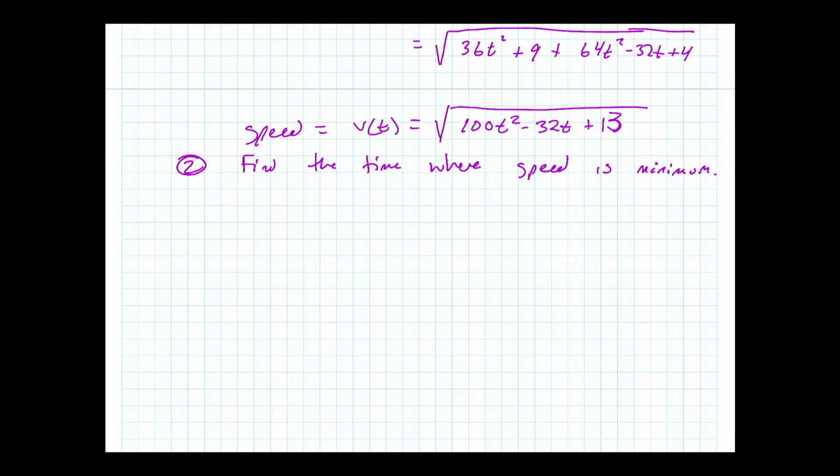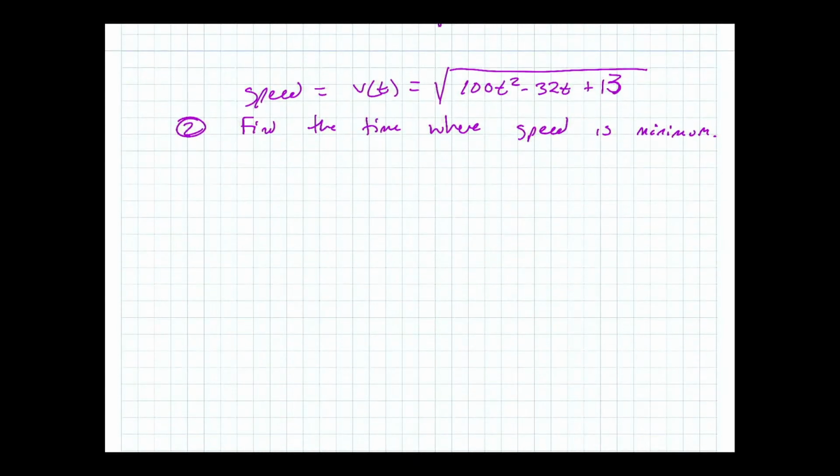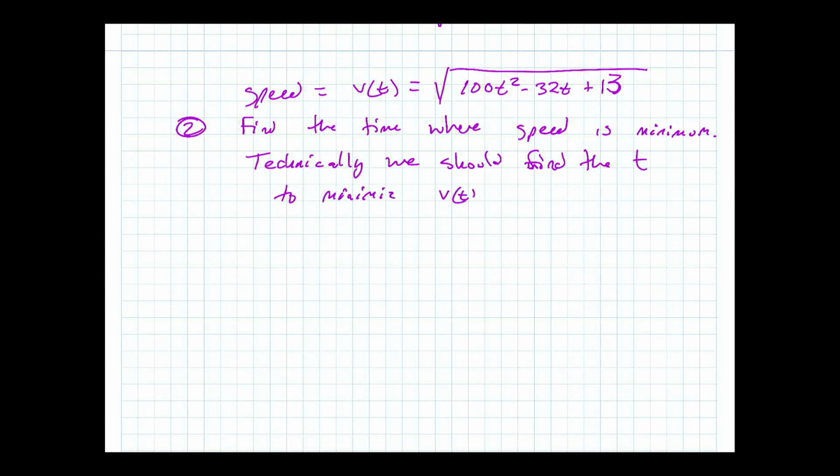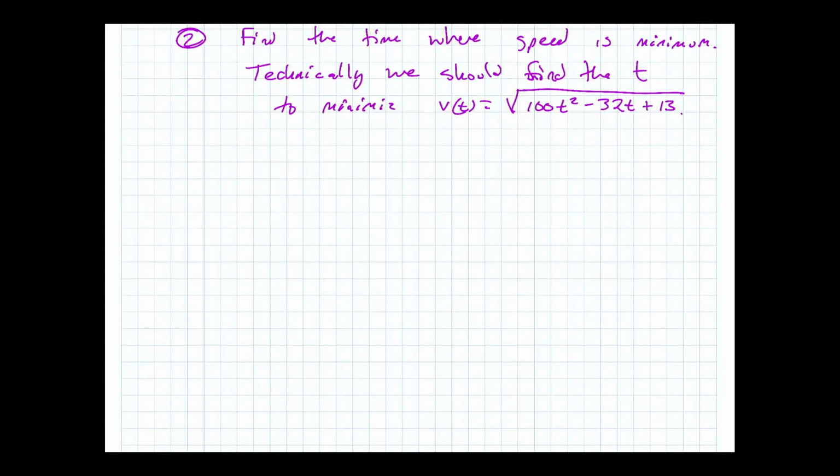Okay. Now here's a trick. The book does not do this trick, but we should because this is going to save us a lot of work. Okay. So speed is right here. So technically what we have to do is find the minimum of this function. We should find the t to minimize this function v of t, which is the square root of 100t squared minus 32t plus 13. That would involve finding the derivative and setting it equal to 0 and so on, right?